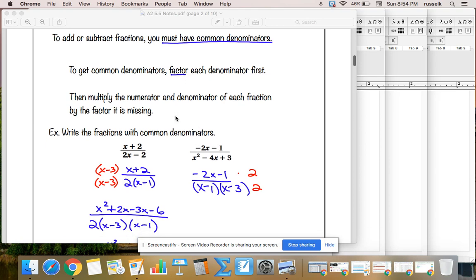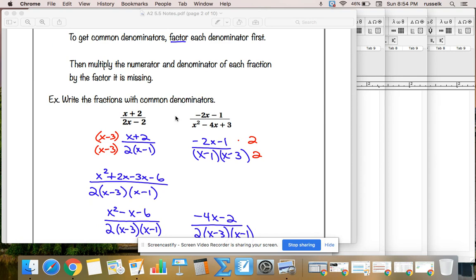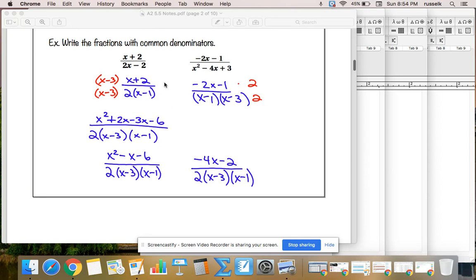Once we factor each denominator, we can multiply the top and bottom of each fraction by what it's missing. Like in this first example, after we factor 2x minus 2, we get 2 times x minus 1. When we factor the bottom of the second one, we get x minus 1 times x minus 3. Looking at these two denominators, they both already contain an x minus 1, so we don't need to multiply the other one by that, so it saves us a little bit of work. This second fraction is missing a 2 out in front, so we need to multiply the top and bottom both by 2. First fraction needed an x minus 3 to match, so we multiply the top and bottom by x minus 3.